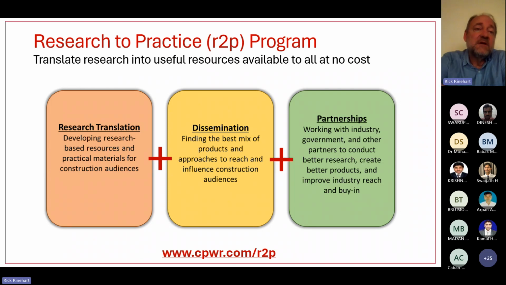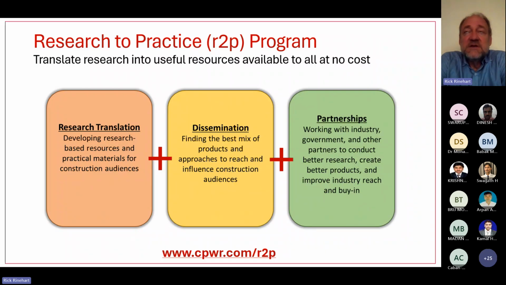And specifically, I'm going to be talking about our research to practice program, which again, the aim is to translate research into useful resources that are available to all at no cost. One way to think about this is in these 3 buckets of research translation, which really is how, of the research that's being conducted, the findings can be converted into something practical that can actually be used by employers, workers, unions, anyone else in the construction industry.